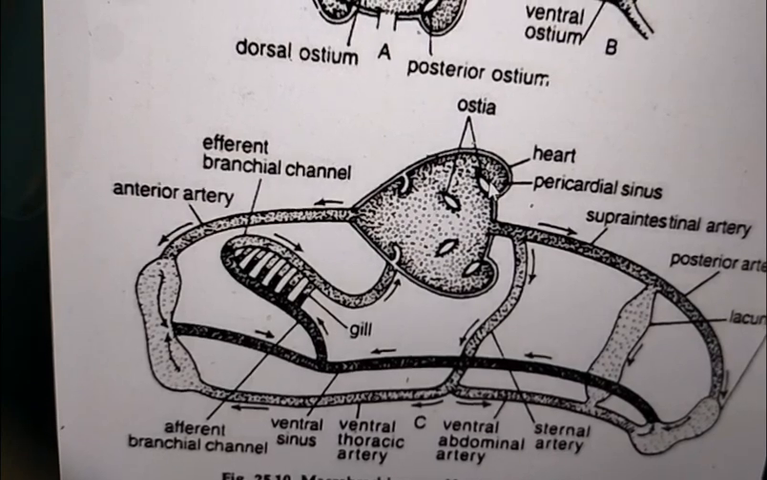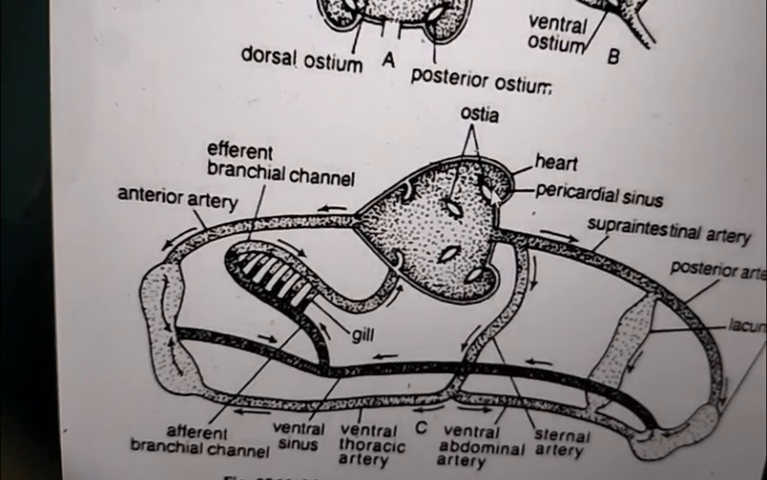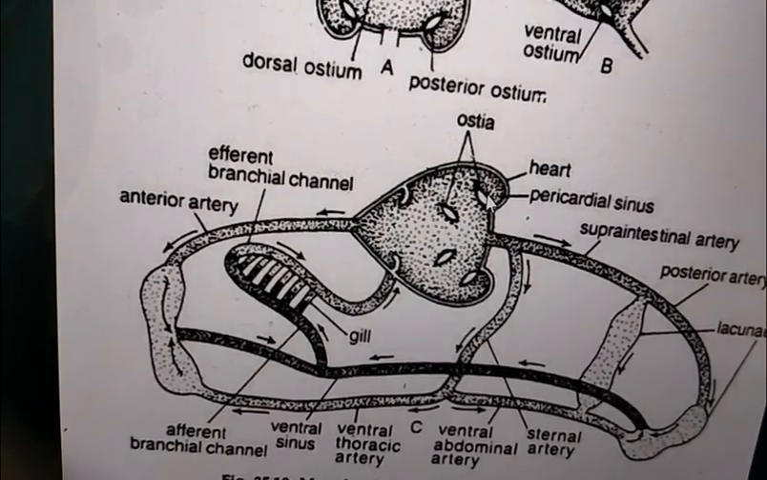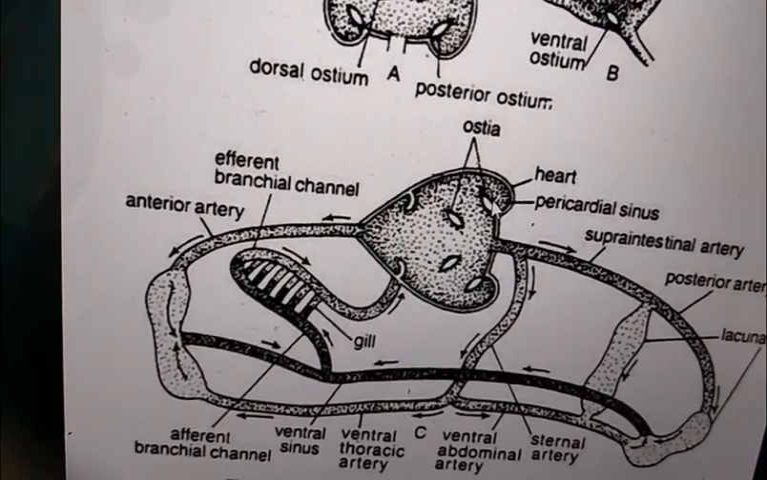Veins and capillaries are totally absent. Veins and capillaries are present in the closed system, but in this open system, veins and capillaries are totally absent.